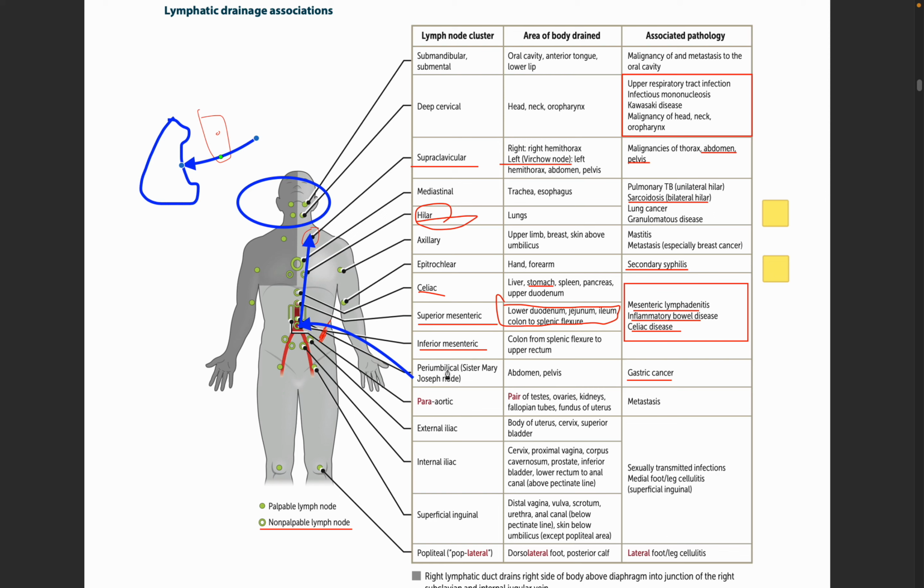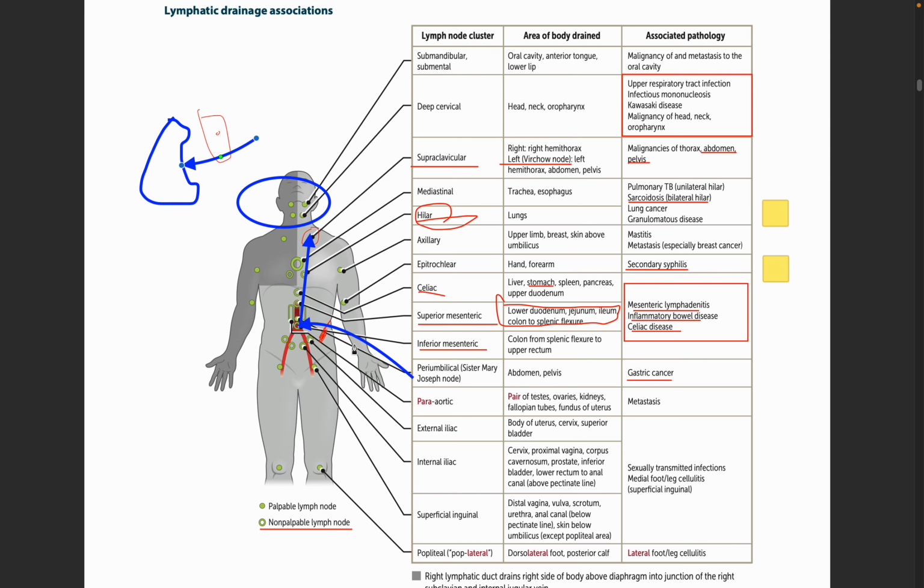Then comes the actual thing, which is the periumbilical region, named after the Sister Mary Joseph node. So the other name for periumbilical lymph nodes is the Sister Mary Joseph node. Periumbilical nodes are named because they are just around the umbilicus. These receive lymph from the abdomen and pelvis.